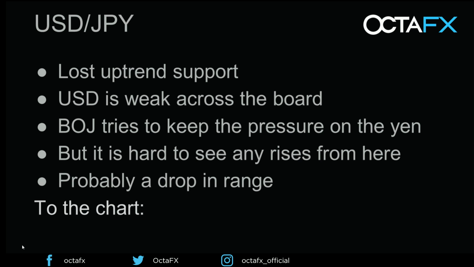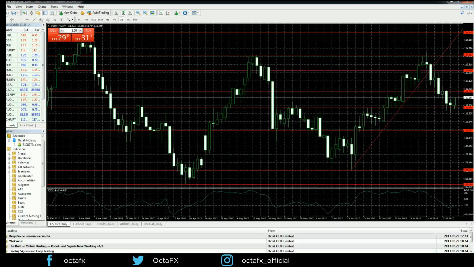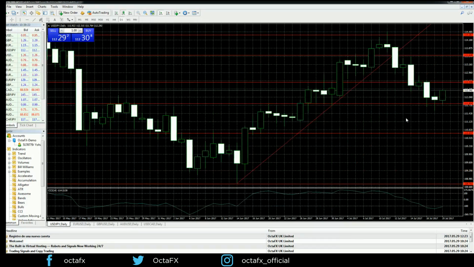Okay, let's look at the charts. Let's look at the OctaFX MT4 platform. I know many of you use this. So here we are. This is the uptrend support line. Let's zoom in just a bit. You can see how from the middle of May, June, the pair advanced alongside this uptrend support line.